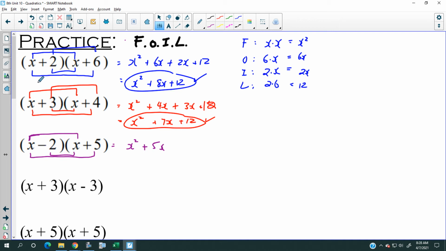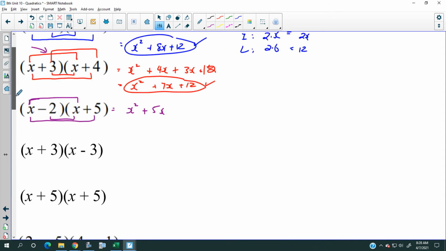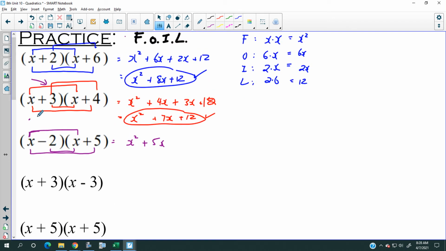Up here, I'm drawing a bunch of boxes almost. Here, it's a little bit more clear. I hope you understand what I was trying to say. What was it again? First, outside, inside, last. Combine like terms. What is that? Plus 3x minus 10, right?